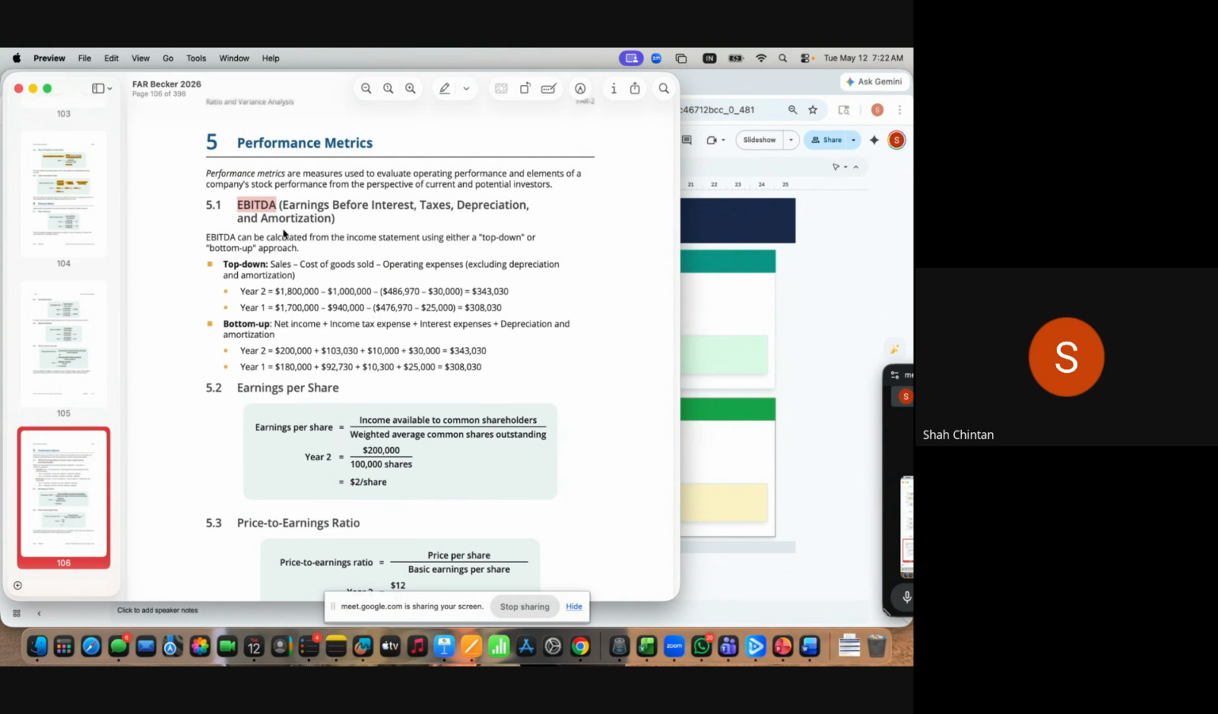Why company uses? Because depreciation, amortization, interest, and taxes, they are not in your control. You have to pay interest, no choice. You have to pay taxes, no choice. You have to bear depreciation, amortization, no choices. So what choice company has to improve their operating margin? Your gross margin and operating expenses. So sometimes the company use the EBIT as the parameter, sometimes the company use EBITDA as their parameter.